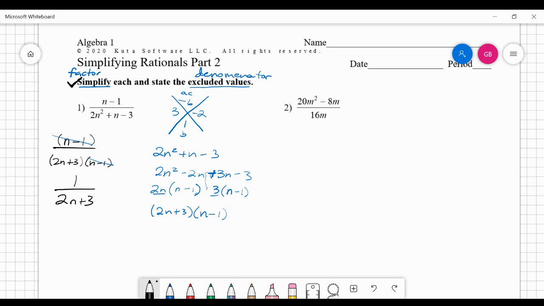Next, I need to find the excluded values. So as I said earlier, you need to focus on the denominator in factored form, before you cross out anything. So for the excluded values, I'm going to work with this denominator here. I need to figure out what makes this 0. So 2n plus 3 is equal to 0, and n minus 1 is equal to 0.